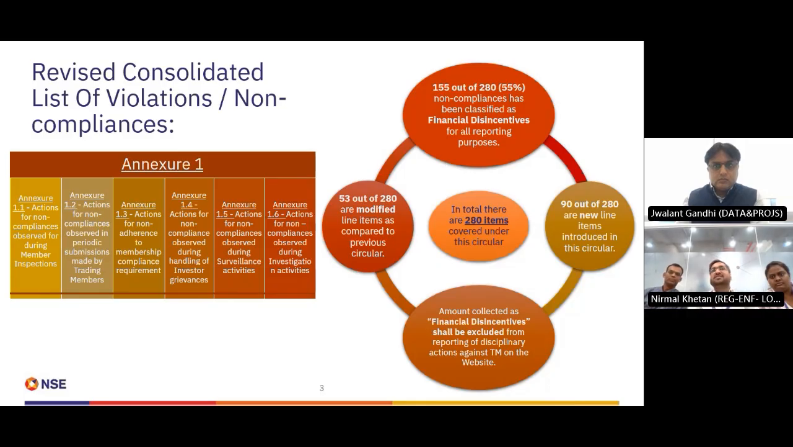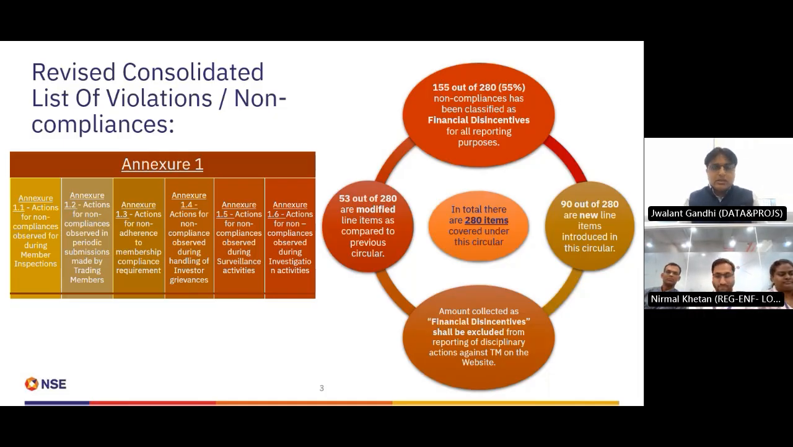Further, in this circular, compared to the previous exercise made on 10 October, a few line items have been modified. 53 such line items have been modified to make them more rationalized or standardized in nature, and 90 new non-compliance items have been included to bridge the gaps between the penalties, the non-compliances and the compliance requirements.